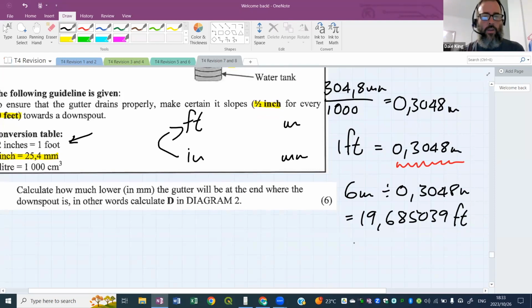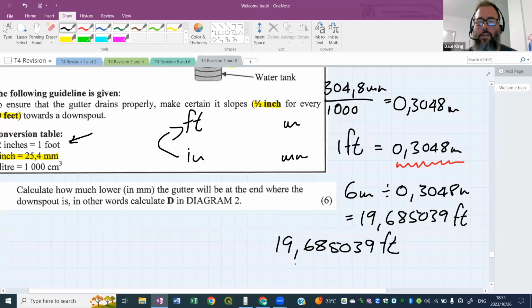The question says, calculate how much lower in millimeters the gutter will be at the end where the downspout is. Now, we've got to figure out how many inches this is, because they say for every 10 feet, it's half an inch. I've got close to 20, but I need exact figures here. So how many 10 feet sections do I have in here? Please note that I'm not rounding off anything. Even though it's close to 20, I'm not rounding it off.